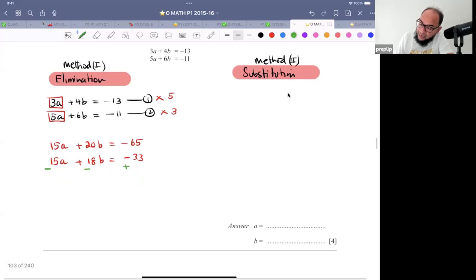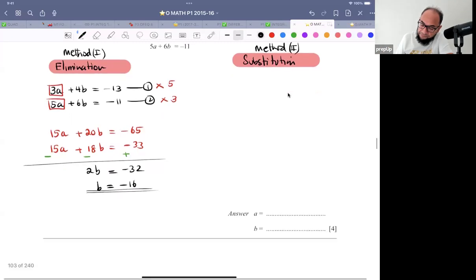So now when I add this up, the a's cancel out, 20 minus 18, that is 2b. Negative 65 plus 33, that comes out to be negative 32, so 2b is negative 32, b comes out to be negative 16. That is the answer for this part.